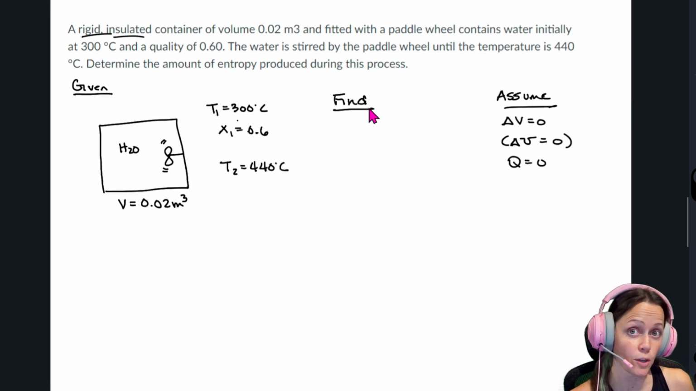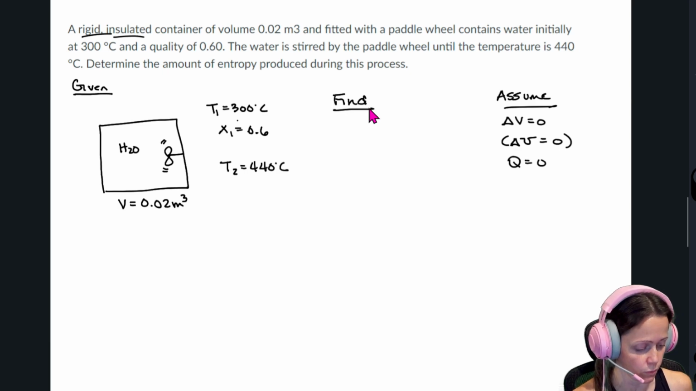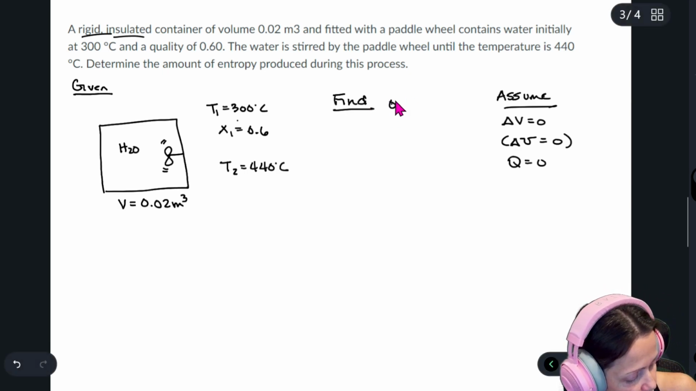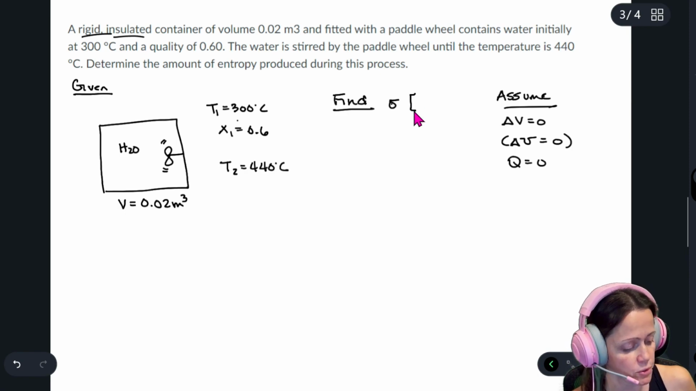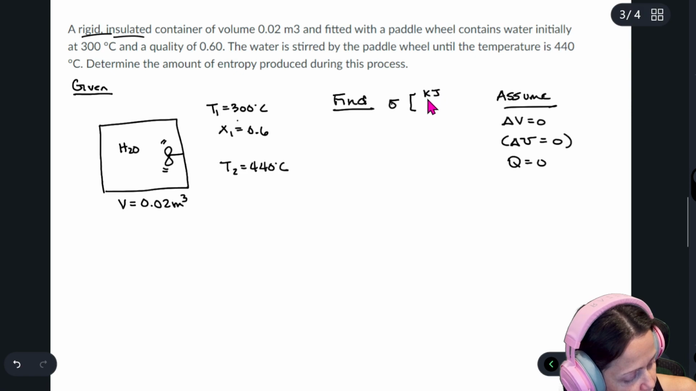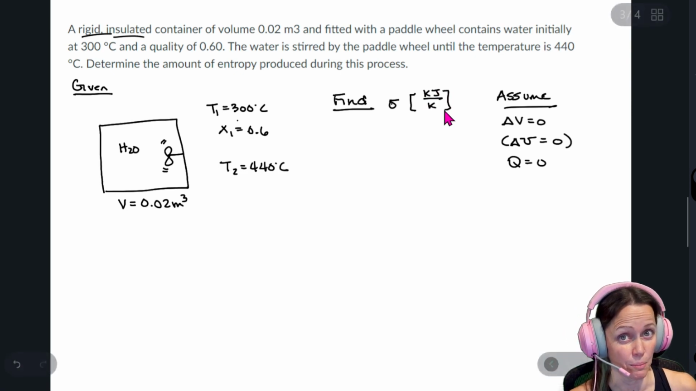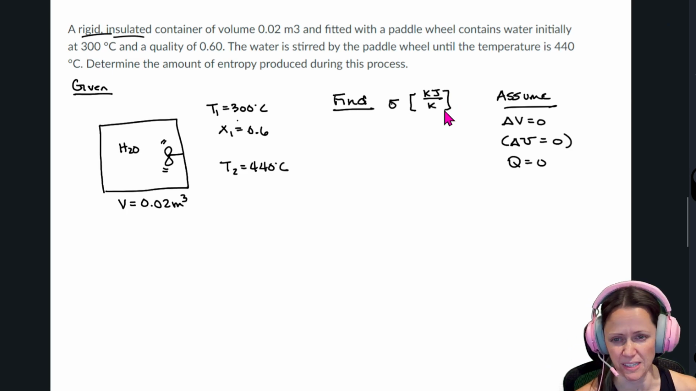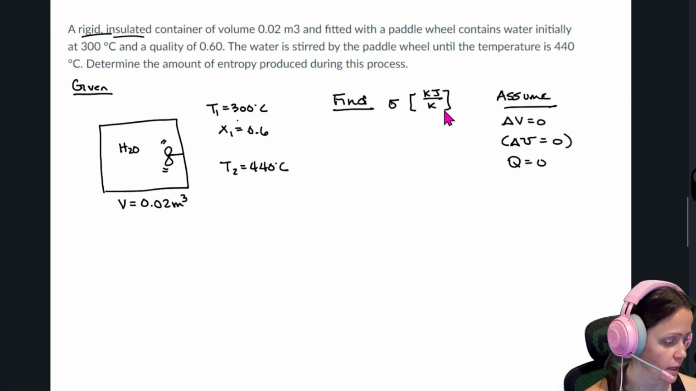Now, usually you might be given some information about the units that they're looking for. But if it's entropy produced, if it's sigma that they're looking for, then it would be in kilojoules per Kelvin. And for that, you're going to need the mass. There's no way to figure out the mass. Well, is there now? There might be. Actually, there is a way to figure out the mass.